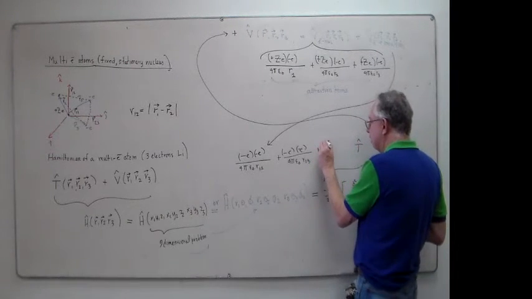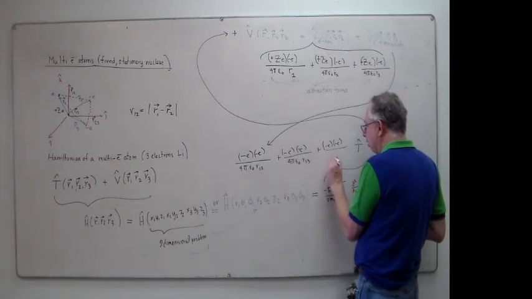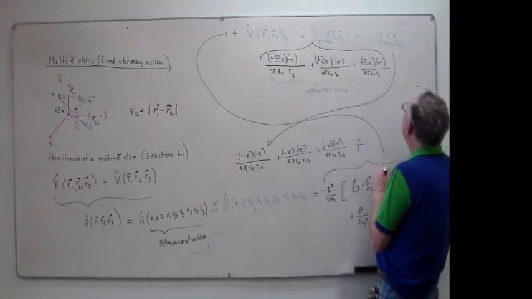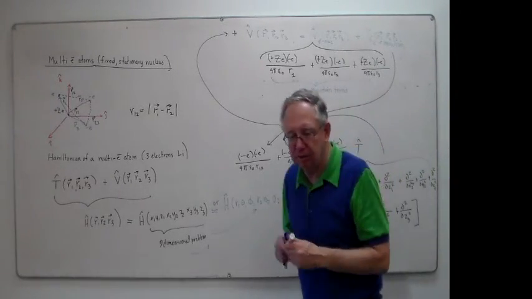And what's next? R23. 4 pi epsilon not R23. Okay, so that is our electron-electron repulsion.